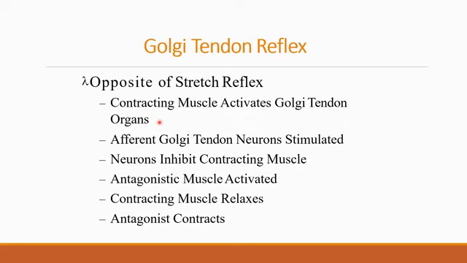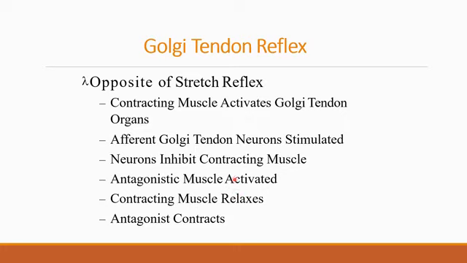So in the muscle we have the muscle spindle, which is the receptor for the muscle. It will first be activated by the stretch of the muscle, and then the contraction of the muscle takes place. Likewise, in the tendon of the muscle there is the Golgi tendon organ. These are the receptors for this Golgi tendon reflex. So the afferent Golgi tendon neurons get stimulated. These neurons inhibit the contracting muscles. So the antagonistic muscle will be activated.